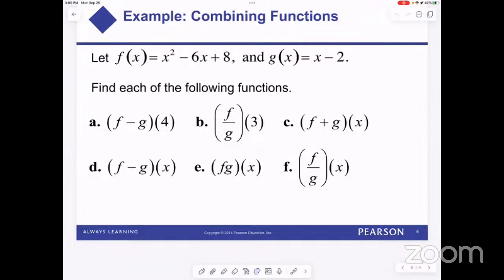So if we plug 4 into f, that's going to be 16 minus 24, which is negative 8, plus 8 is going to give us 0. So f of 4 is 0. G of 4 is 2. So then 0 minus 2, that result's going to be negative 2.